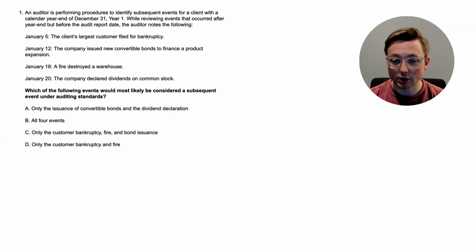So all we're trying to figure out here is which one of these is going to be a subsequent event. Is it option A, only the issuance of convertible bonds and the dividend declaration? Is it option B, all 4 of the events? Is it option C, only the customer bankruptcy, the fire, and the bond issuance? Or is it option D, only the customer bankruptcy and the fire? So out of all these, which one of these would be considered a subsequent event?